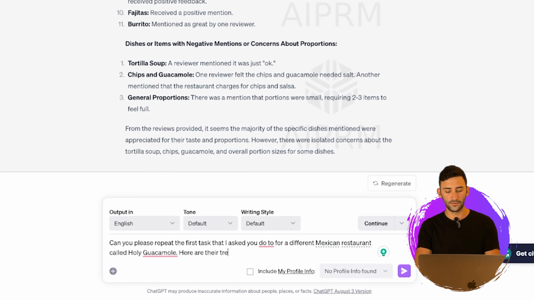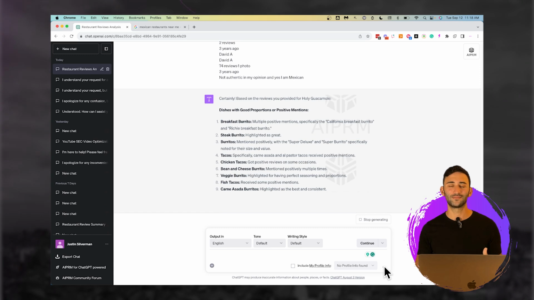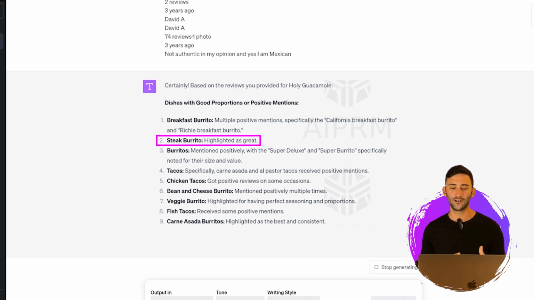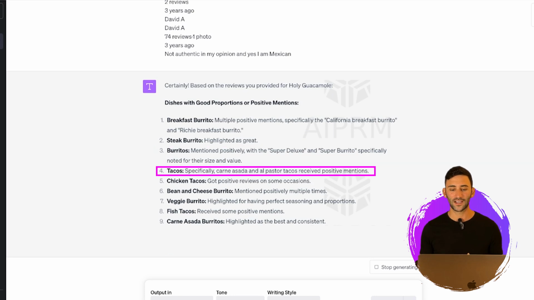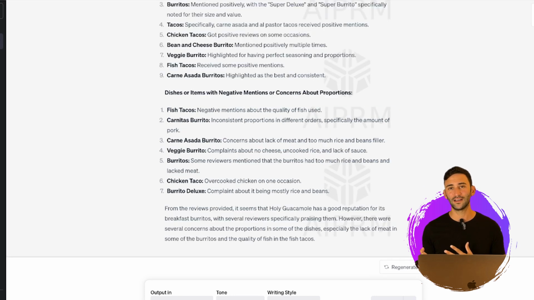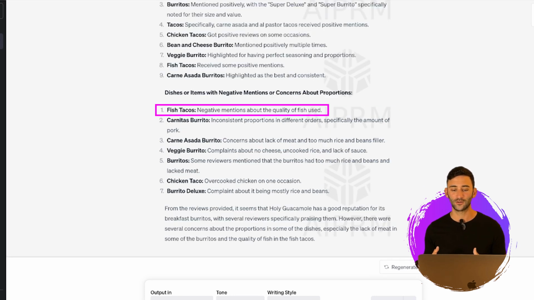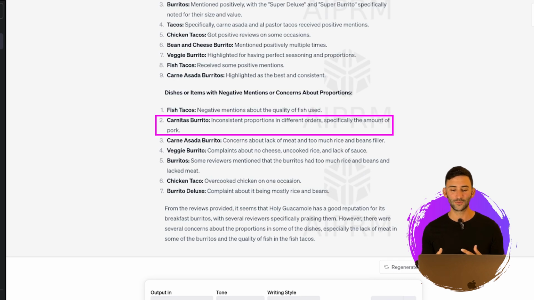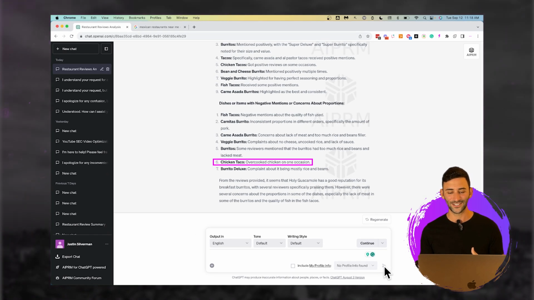Here are their reviews. All right, so here we're getting a list of all the items that people said were great in their reviews. Mostly the breakfast burrito, the steak burrito, their burritos generally, tacos got the best reviews, but then people left bad reviews mentioning the fish tacos, the carnitas burrito, and then some issues with overcooking on one occasion. So it's saying also that based on the reviews, it thinks Holy Guacamole is really best for breakfast burritos, which is really interesting.